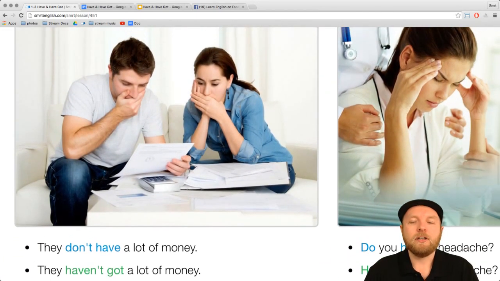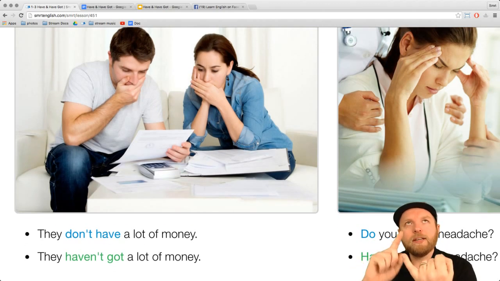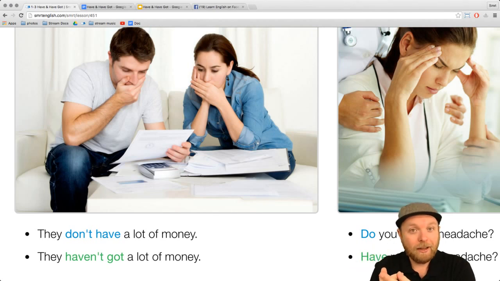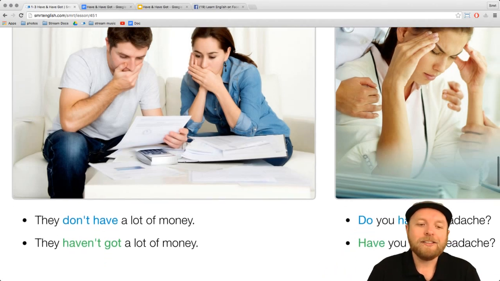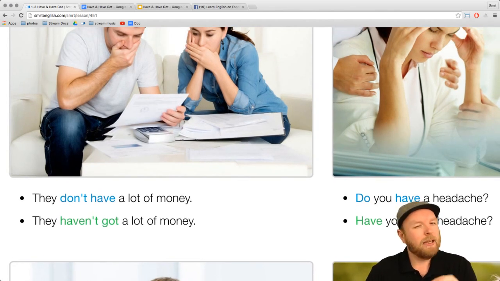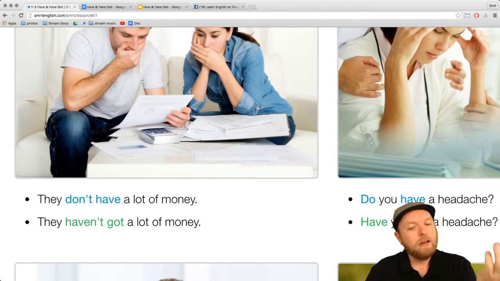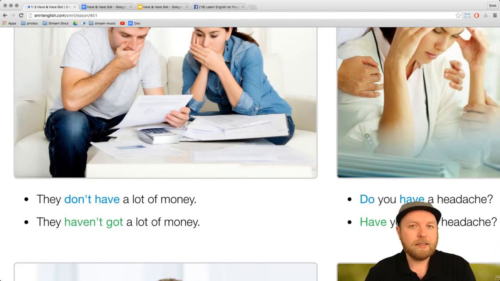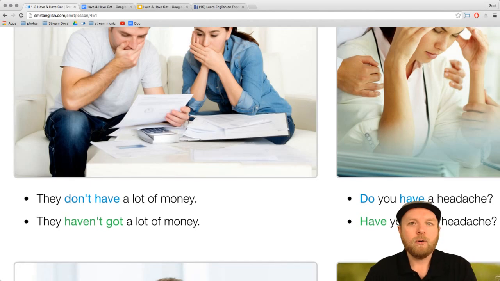They don't have a lot of money. Possession, right? Remember, possession, obligation, relationship, illness, we can say have got. So don't have becomes haven't got, with the helping verb. They haven't got a lot of money. Now, by the way, sometimes with get, we say gotten. But for this meaning, we don't say gotten. We say got.